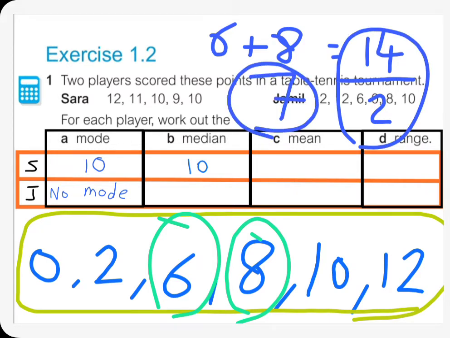So the answer for the median for Jameel is 7 because it's in the middle between the 6 and the 8. Very good. And this is how you find the median in an even number of data. So you find the 2 numbers in the middle, you add them together, and then you divide by 2. And this is the median between them. Now let's remove all of this and write 7 in the answer for Jameel.